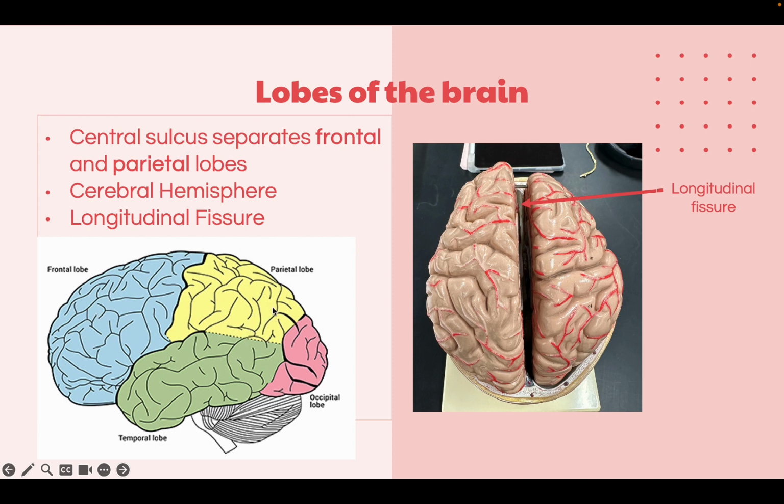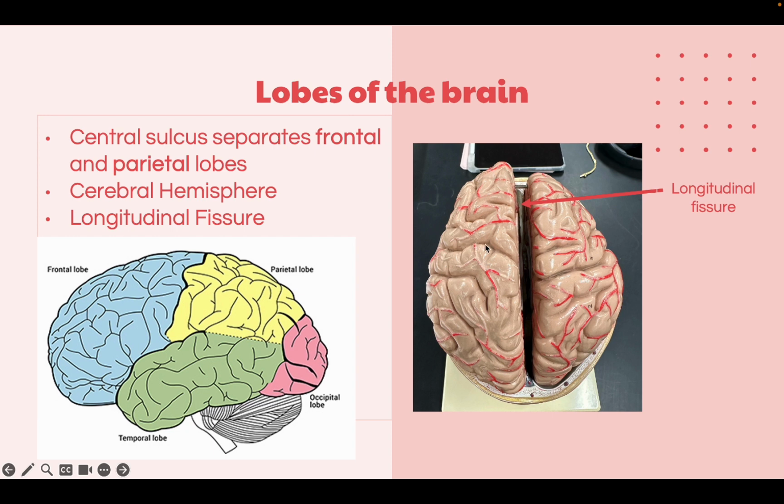This would be the parietal lobe, which receives sensory information. We have the occipital lobe, which does visual processing. And then this is the temporal lobe on the side of your head, which helps with auditory and balancing.